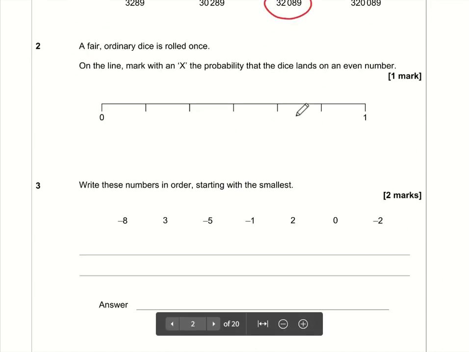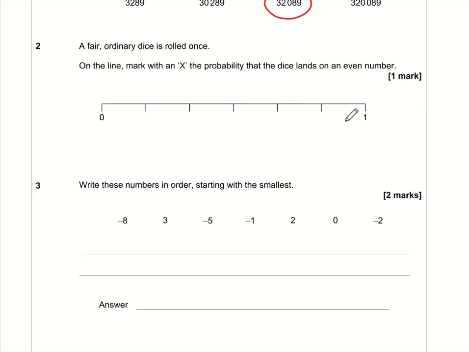Okay, question number 2. A fair ordinary dice is rolled once. Mark with an X on the line the probability that it lands on an even number. So if you're throwing a dice, you can only get a 1, a 2, a 3, a 4, a 5 or a 6. There are only 3 even numbers, so that is 3 out of 6. We can see that this has been helpfully divided into 6. So this is 1 out of 6, this is 2 out of 6, 3 out of 6 is here, so it's halfway along, because let's face it, we should be vaguely aware that the probability of getting an even number is 50-50 on a dice.